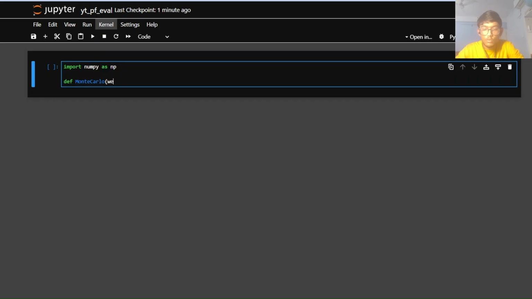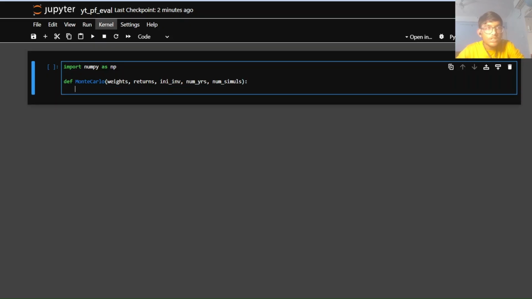This takes in inputs weights, the returns, the initial investment that we want to give, the number of years, the number of trading years, and the number of simulations that you want your Monte Carlo to have, right?